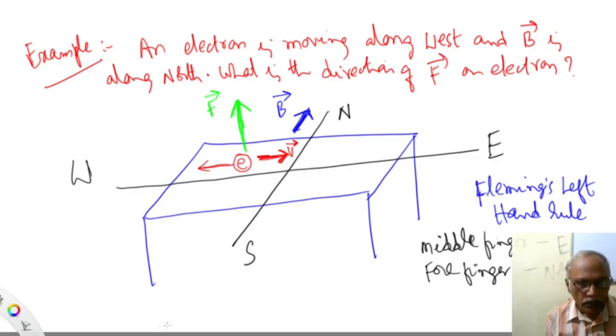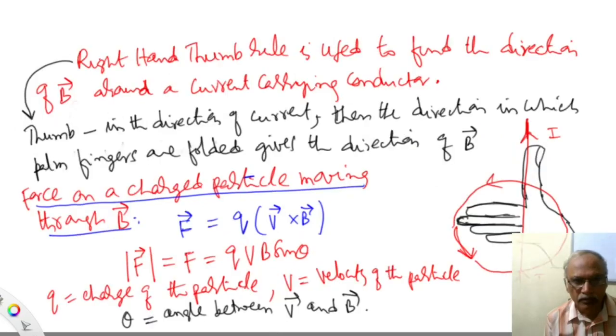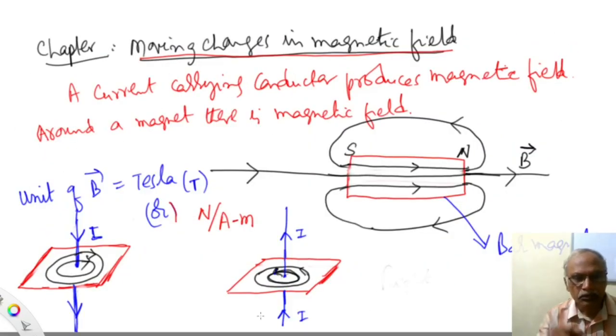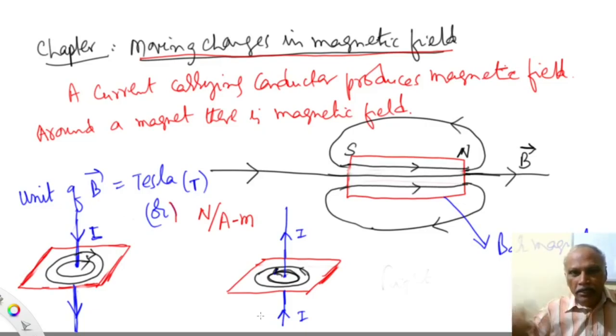Today we started here: moving charges in a magnetic field. Magnetic field is created by a current carrying conductor. Around a current carrying conductor there is a magnetic field. Similarly, around a bar magnet there is a magnetic field. Magnetic field is represented by the letter B, B bar, and its unit is the Tesla. Also, you can write it as Newton per ampere meter.